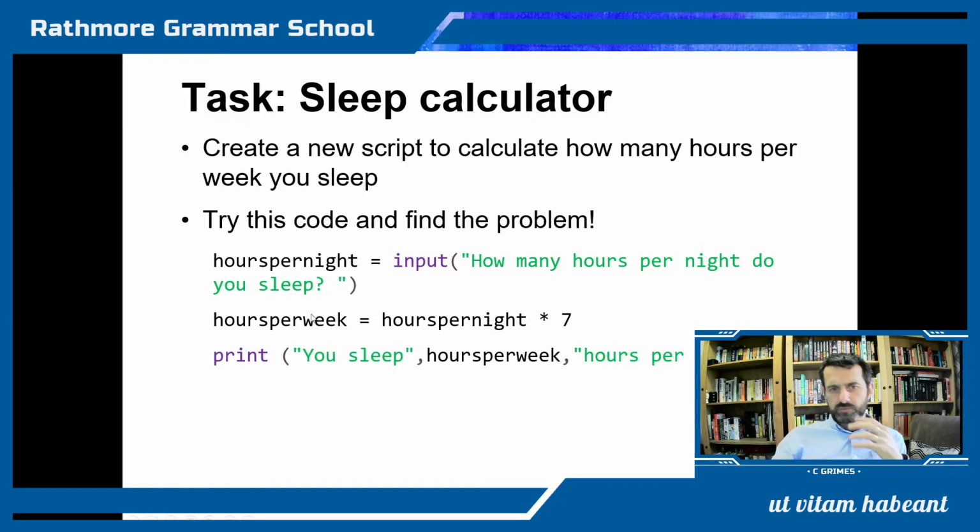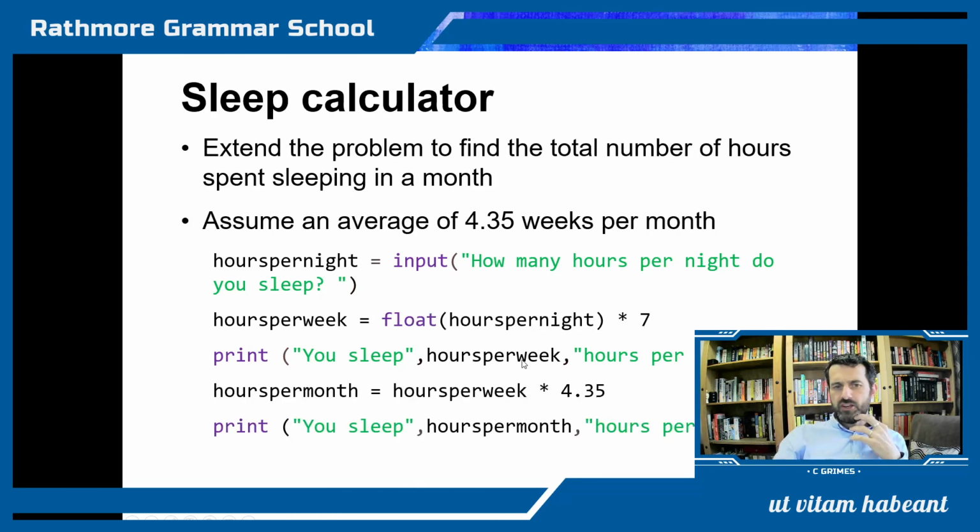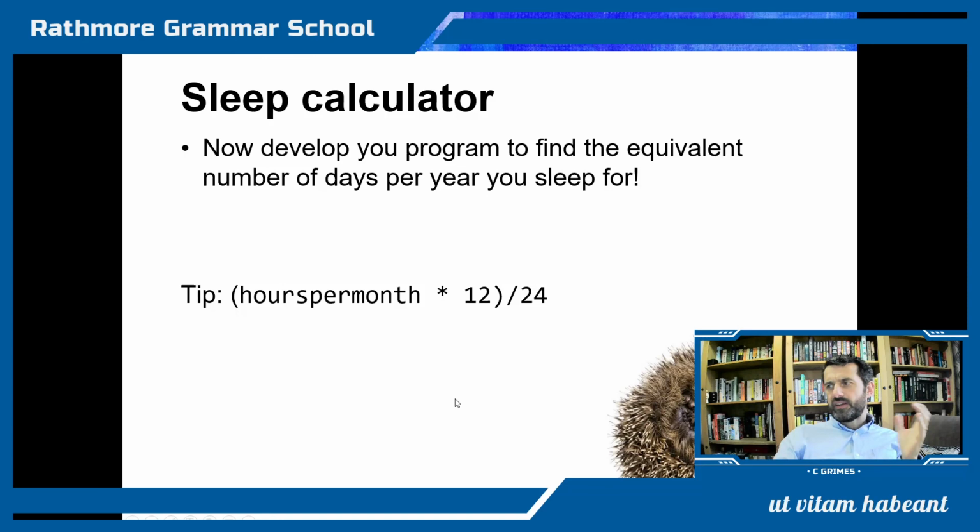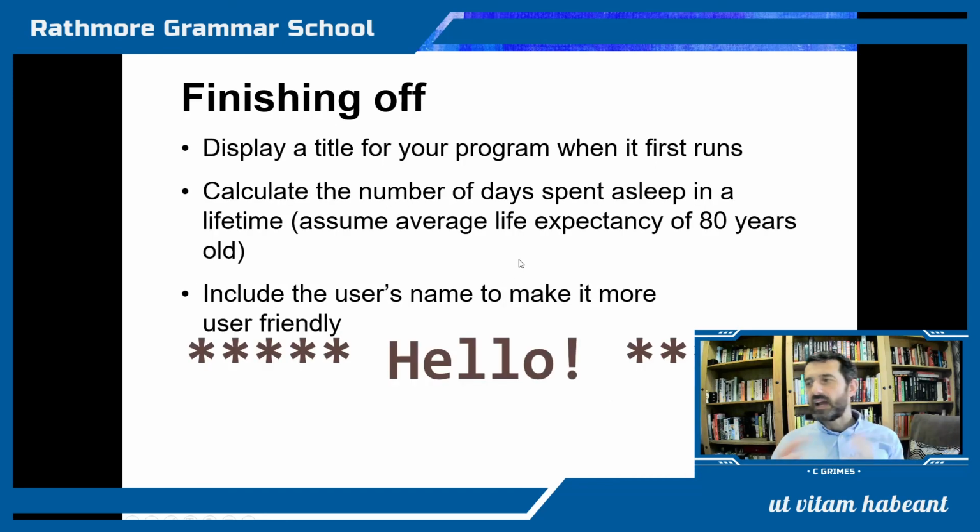How are you going to do it? You're going to enter in that code. You're going to troubleshoot the error in that piece of code. It tells you to find the problem. Then you're going to develop it to find out how many hours per week and hours per month. Then there's extension tasks to develop how many number of days per year they sleep. There's a hint. And finally, tidy it up.